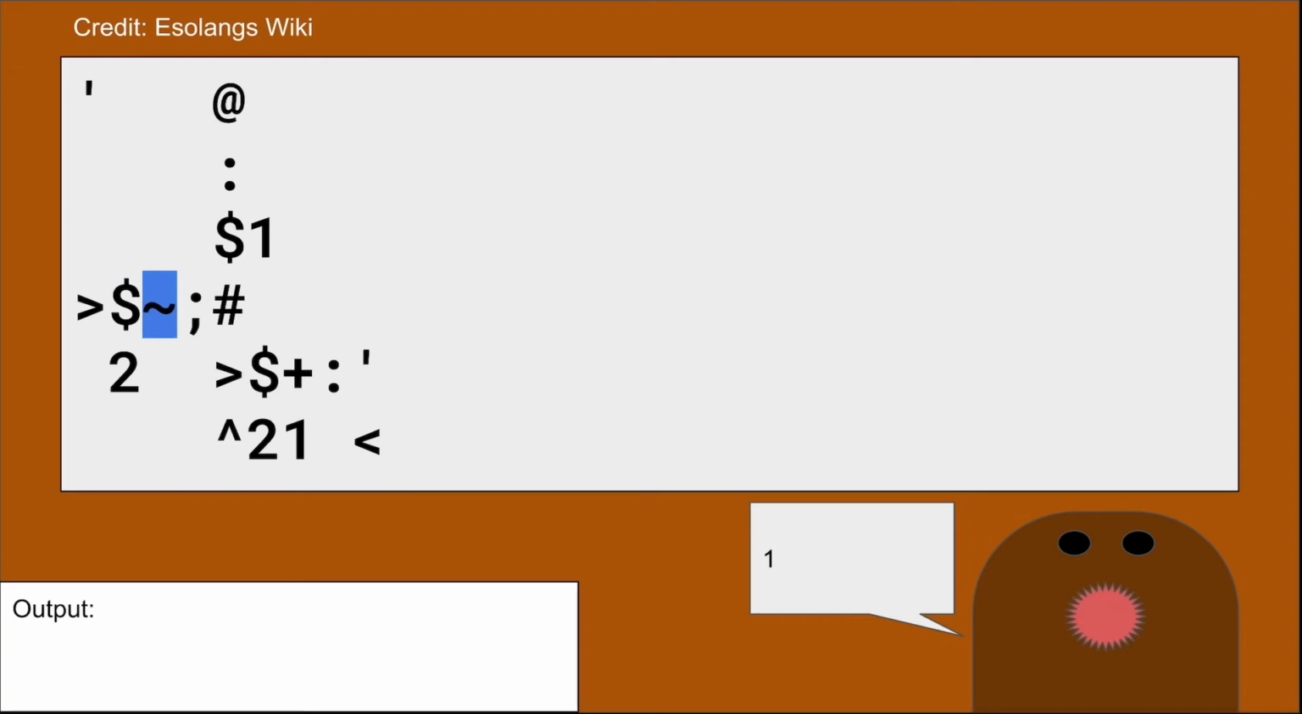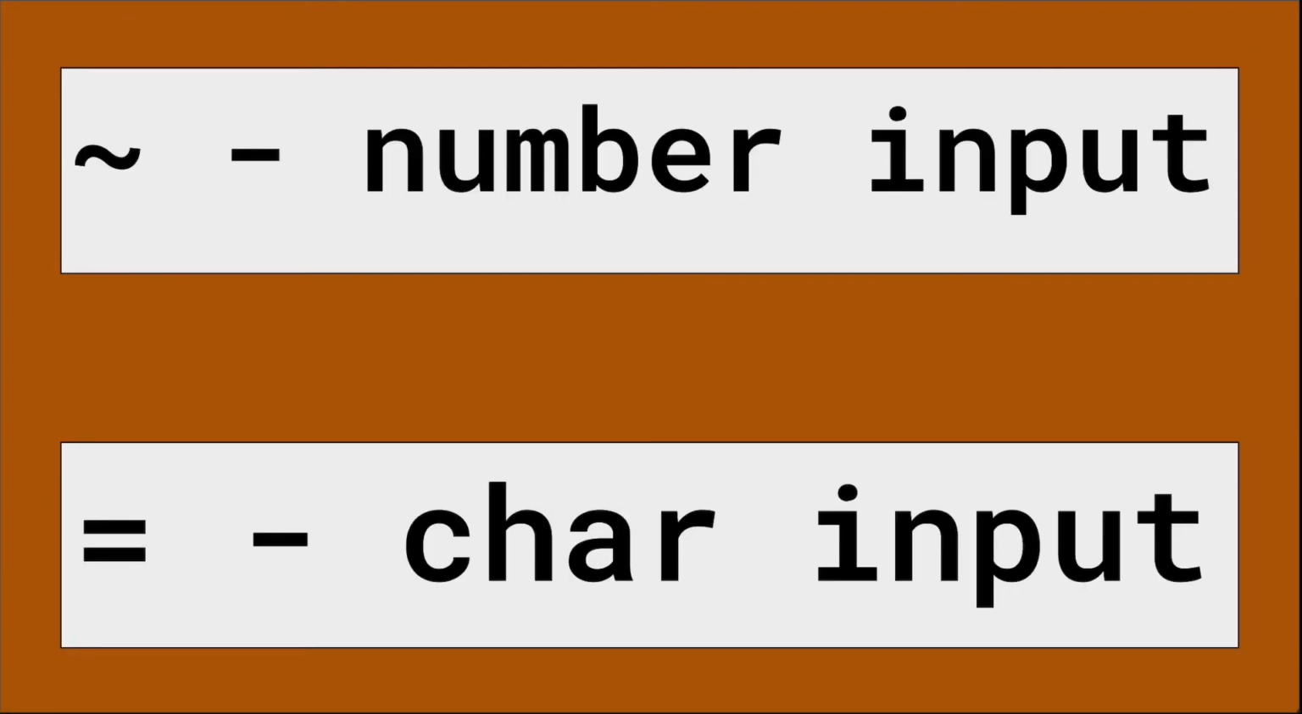Wait, we can't gloss over that quick. First, in Dig, there's 2 input commands. If you use a tilde, you're asking for a number from the user to put in the mole. If you use an equal sign, you're asking for a character from the user to put in the mole.